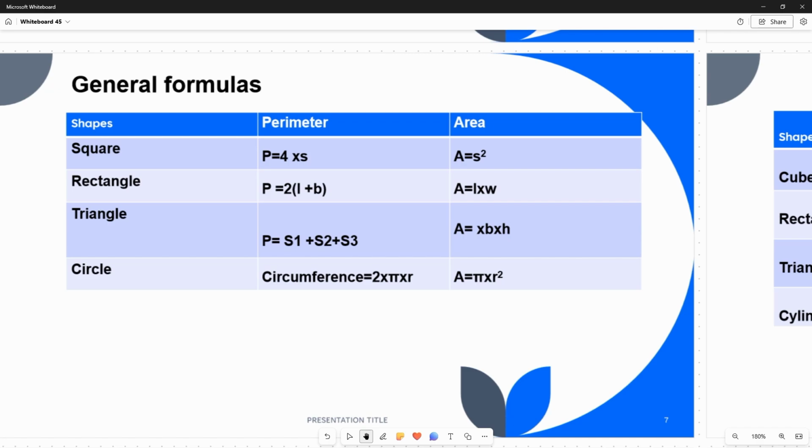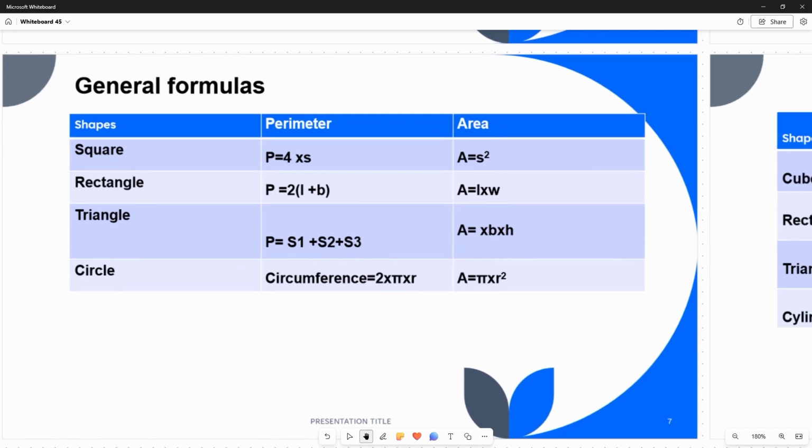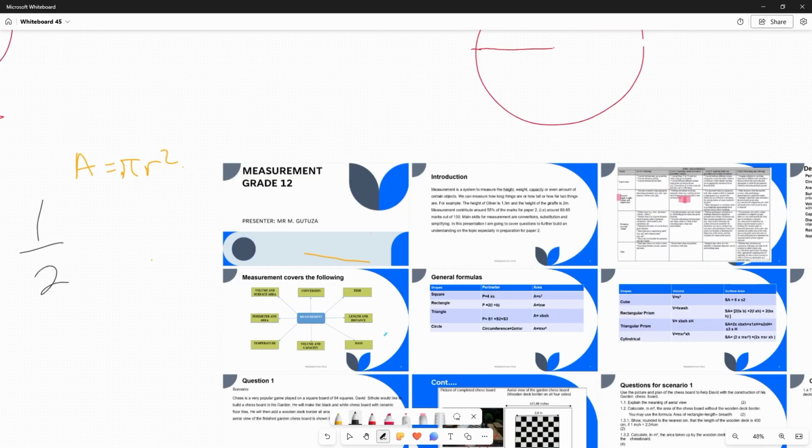Remember, the square and the rectangle look alike. It's only that in the square all sides are equal, and in the rectangle two sides are longer and two sides are shorter. So area of a square, multiply the sides given, side times side. And area of a rectangle is length times width. Triangle is half times base times height. That's how we calculate the area of a triangle.